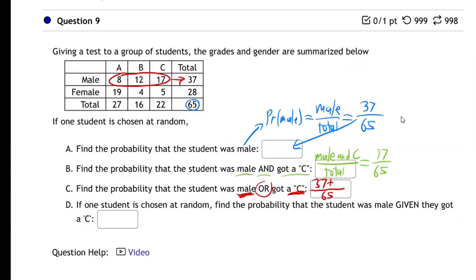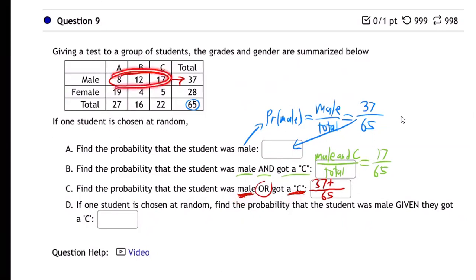If the college offered a new scholarship, Fresno State, and they said, hey, you can apply for this scholarship if you've been to the moon or you grew up in California, probably most of you could apply for the scholarship, even though you've not been to the moon, right? Or means you don't have to do both. You have to do one or the other. So we want to include all the people that are male or got a C.